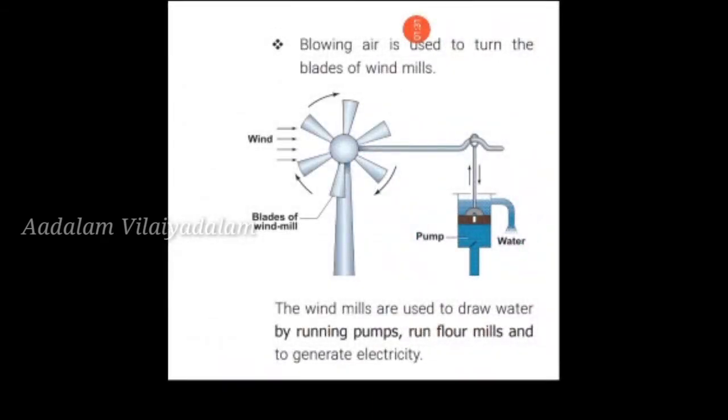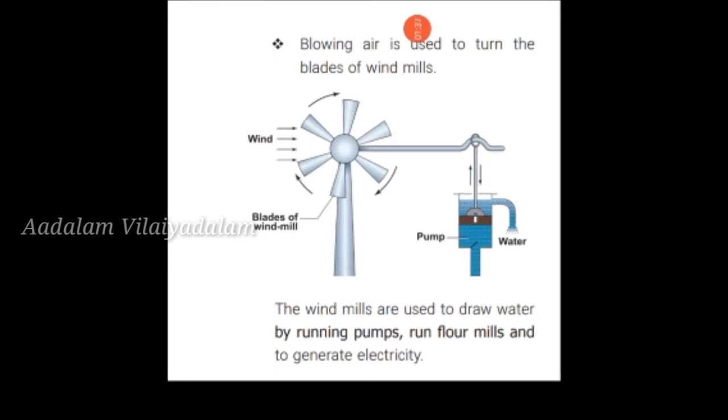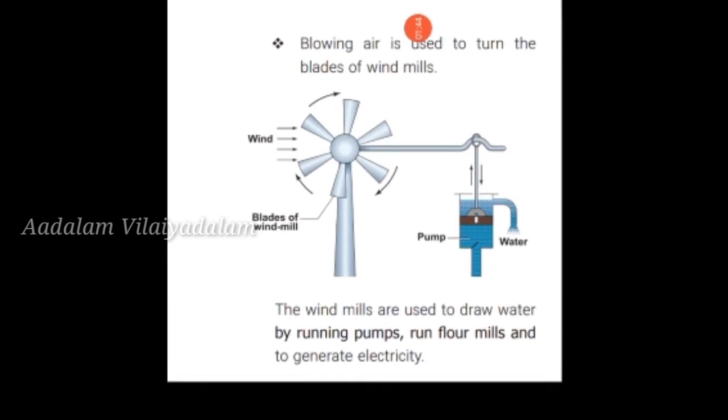Next one, blowing air is used to turn the blades of windmills. The windmills are used to draw water by running pumps, to run flour mills and to generate electricity. So air is used to generate electricity.